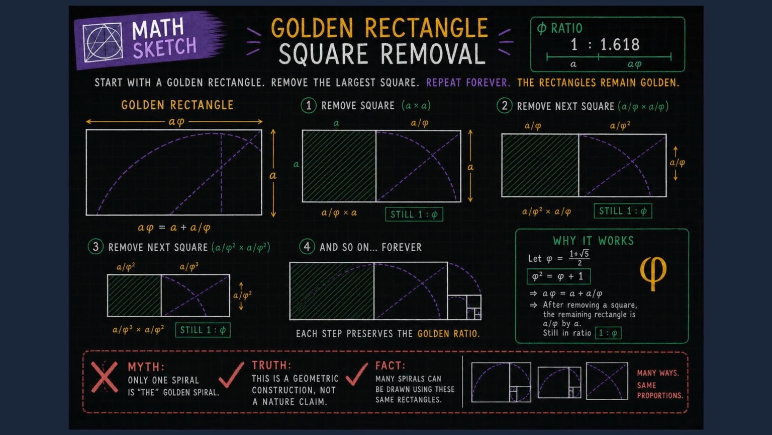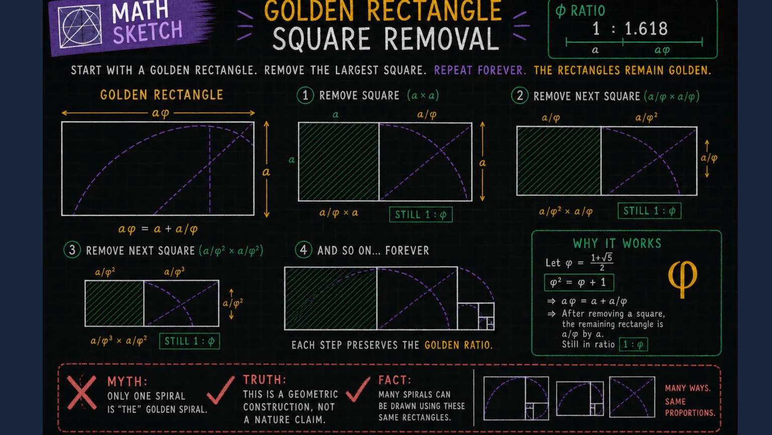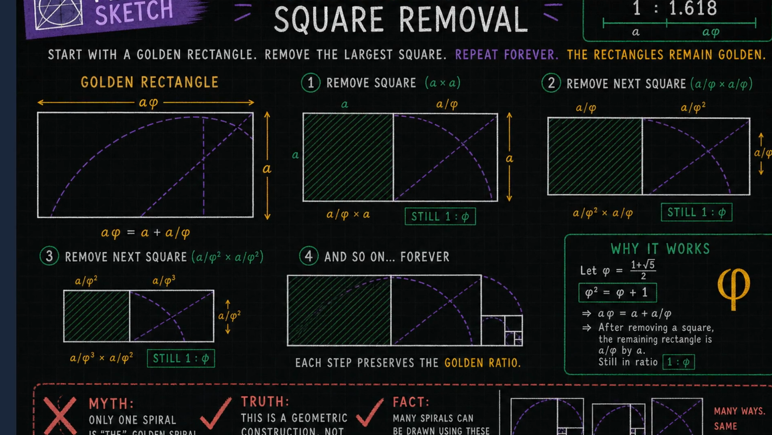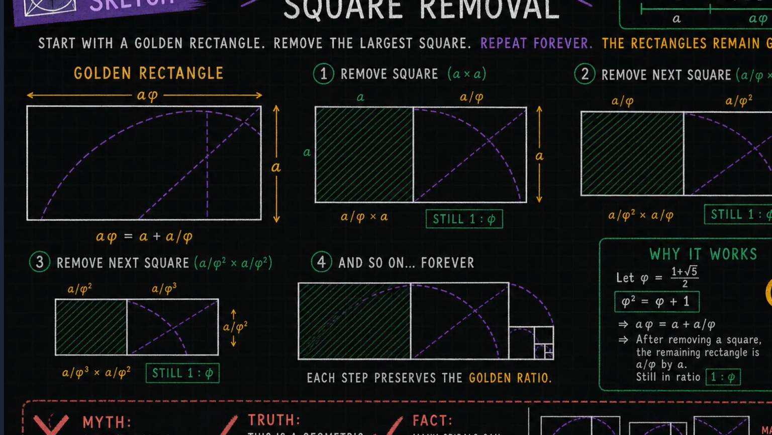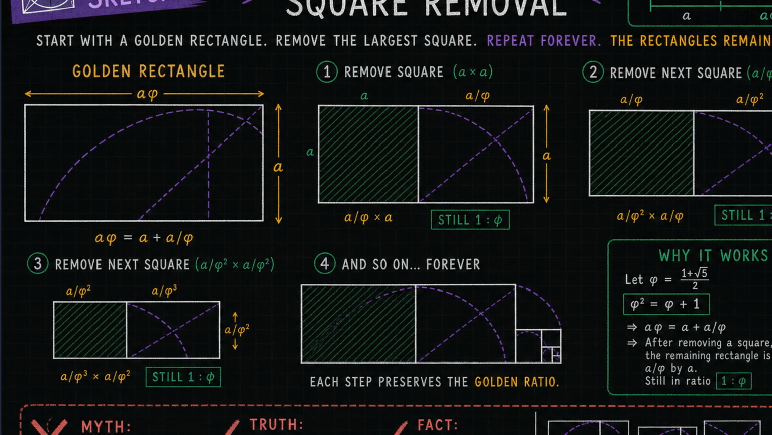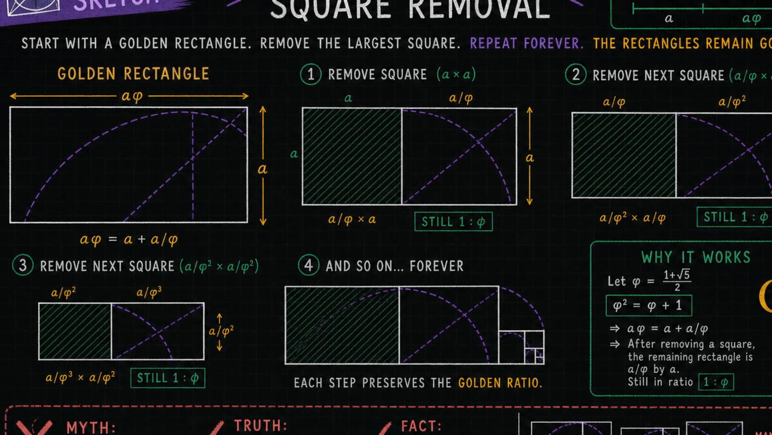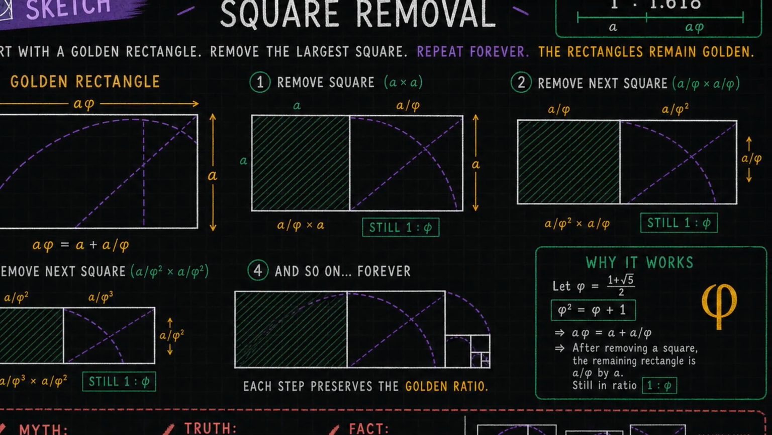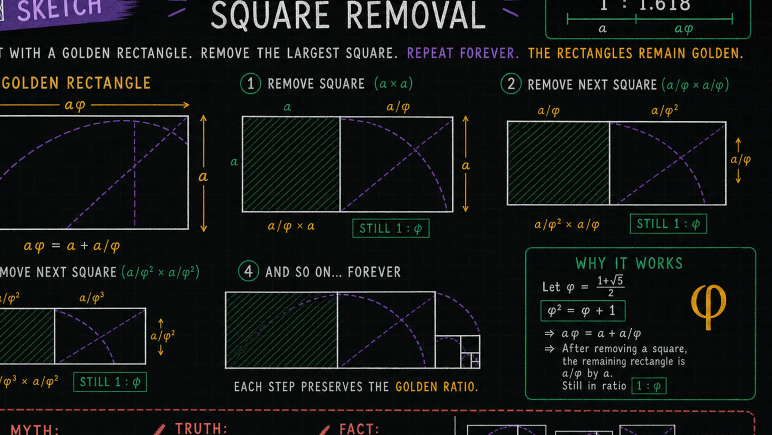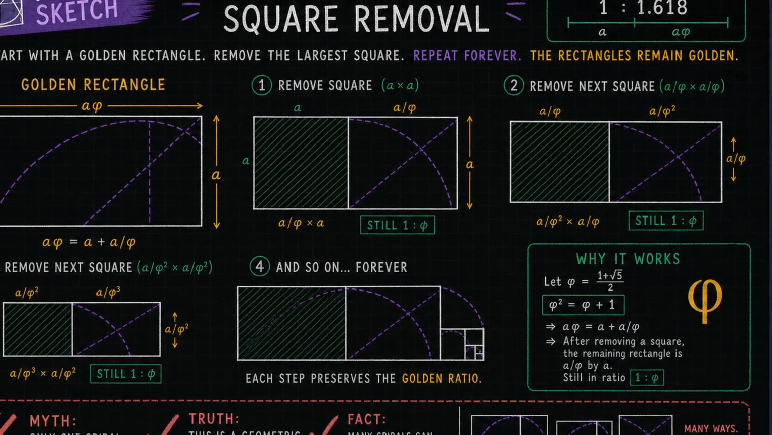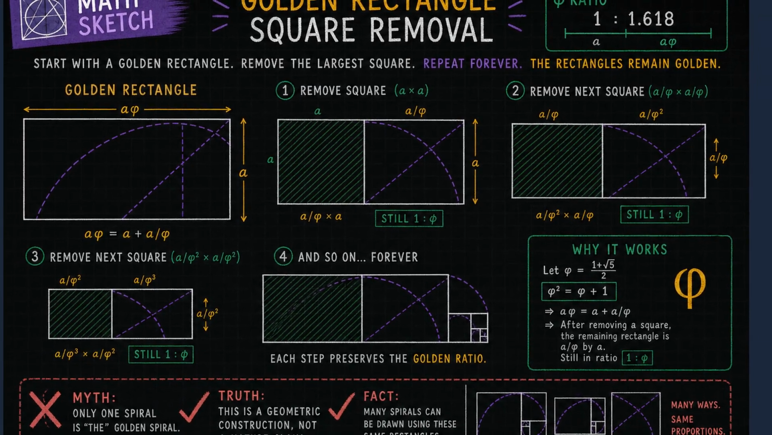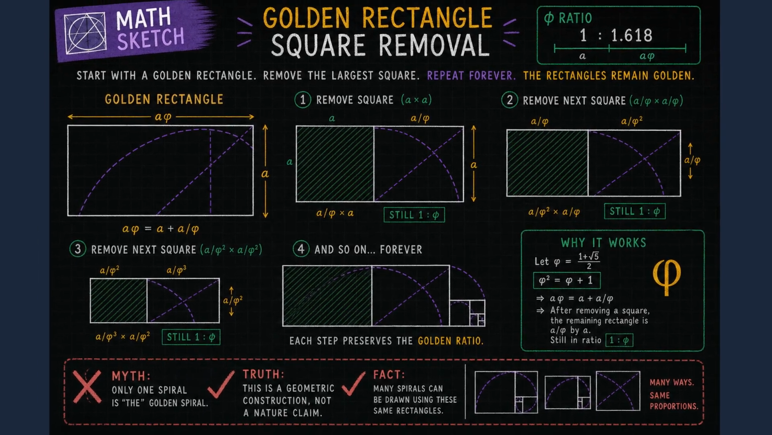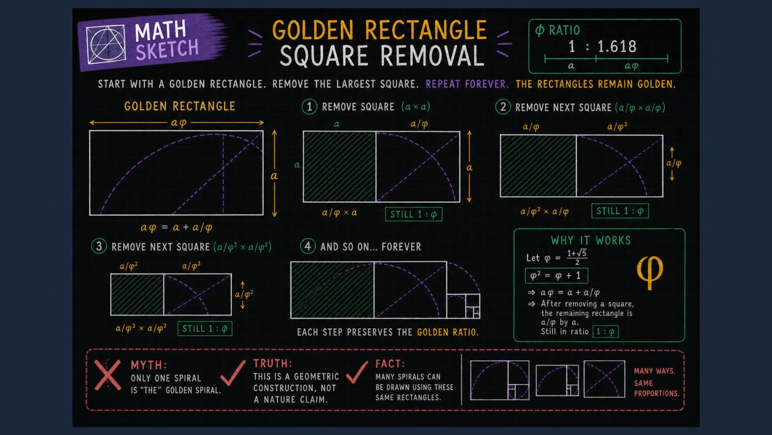Build a rectangle whose sides are in ratio phi to 1. Now cut off a square from one end. The leftover rectangle is smaller, but it has the same proportions as the original. Cut again. Same shape again. Every slice produces a miniature copy. That self-similarity is the golden rectangle's signature. No other ratio recycles itself this way.